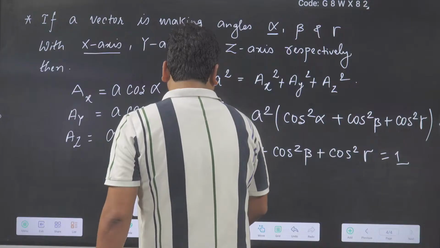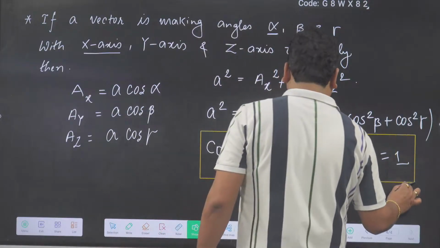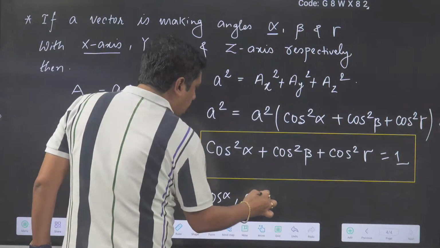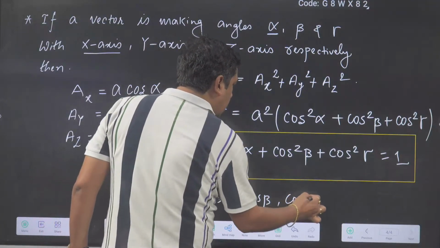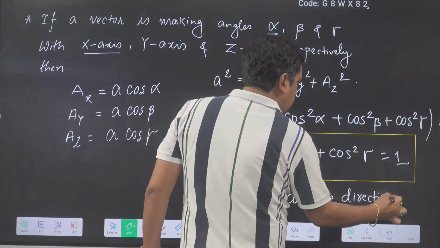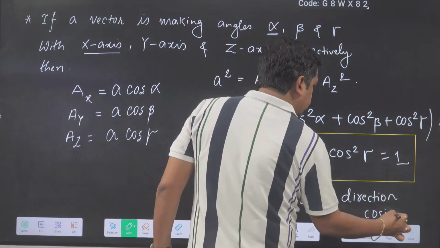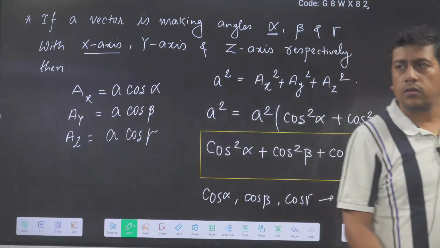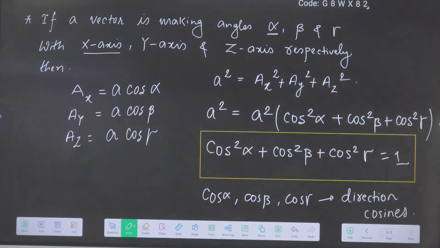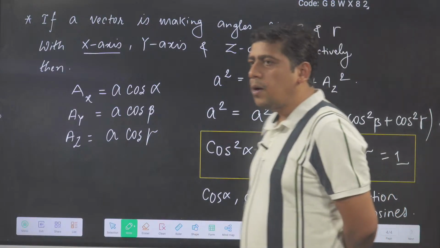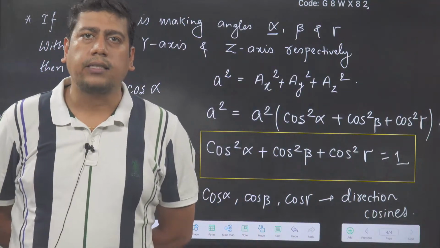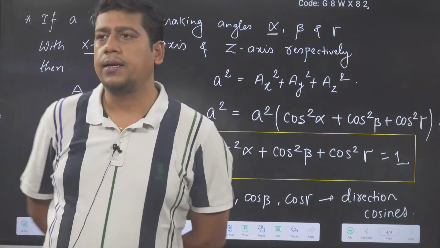This is another important relation, where cos alpha, cos beta, cos gamma are known as direction cosines. Cos alpha, cos beta, cos gamma are known as direction cosines. And alpha, beta and gamma are the angles made by the vector with x-axis, y-axis and z-axis respectively.